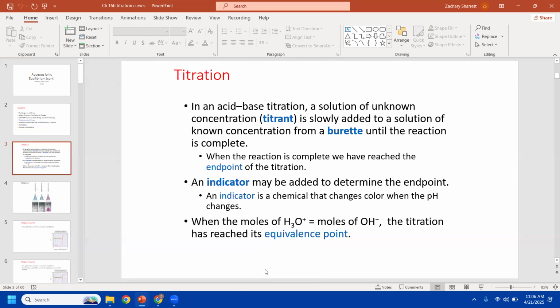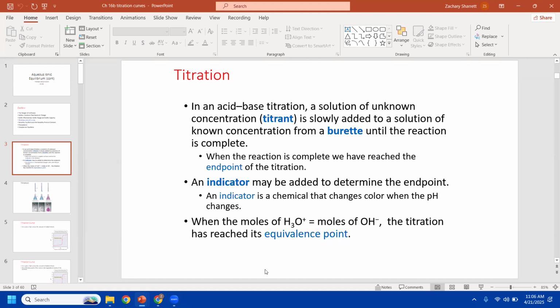So do we remember a titration? An acid-base titration is where a solution of unknown concentration is slowly added to a solution of known concentration. So in a titration, one thing is known, one thing is unknown, right? We add them together. When we hit that endpoint, we theoretically know how much of each we have. I mean, we know how much it took of the known thing. We can work backwards to figure out how much of that unknown must be in there, and then we can figure out the molarity of that unknown. So we have to think about moles. We have to think about molarity.